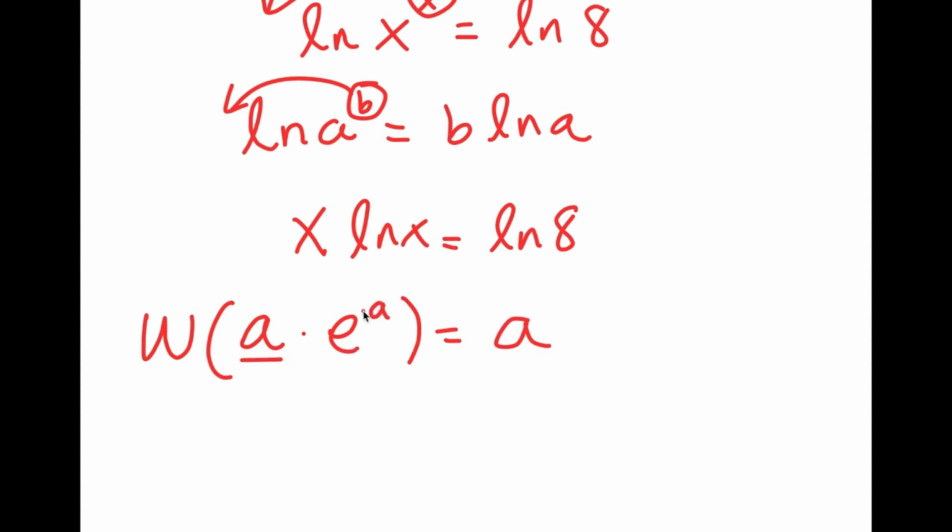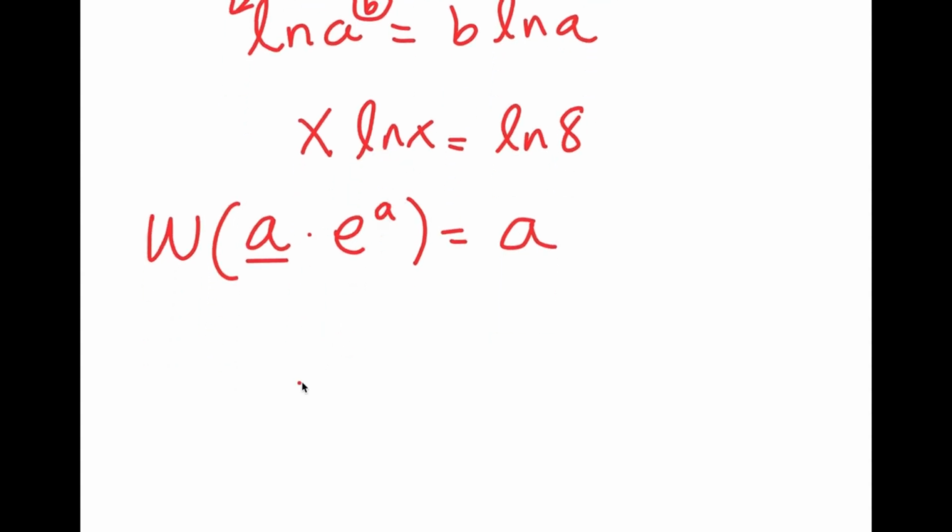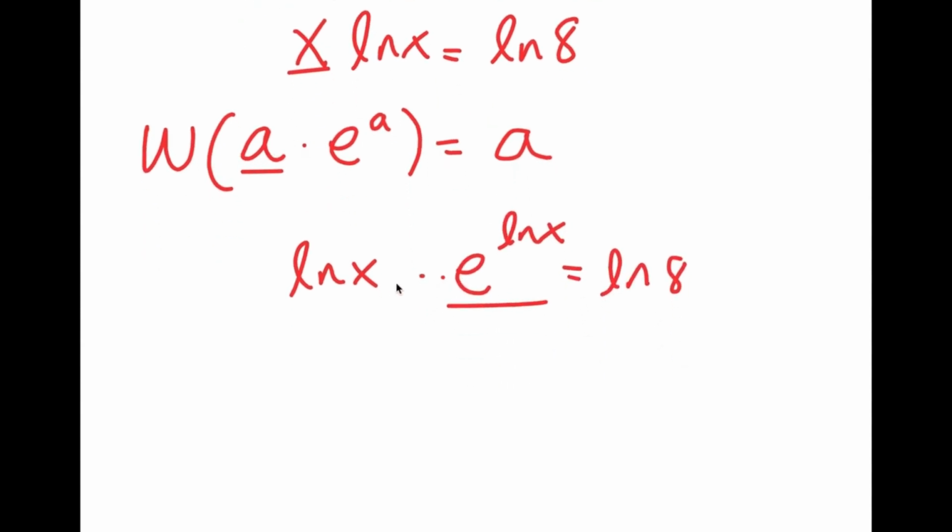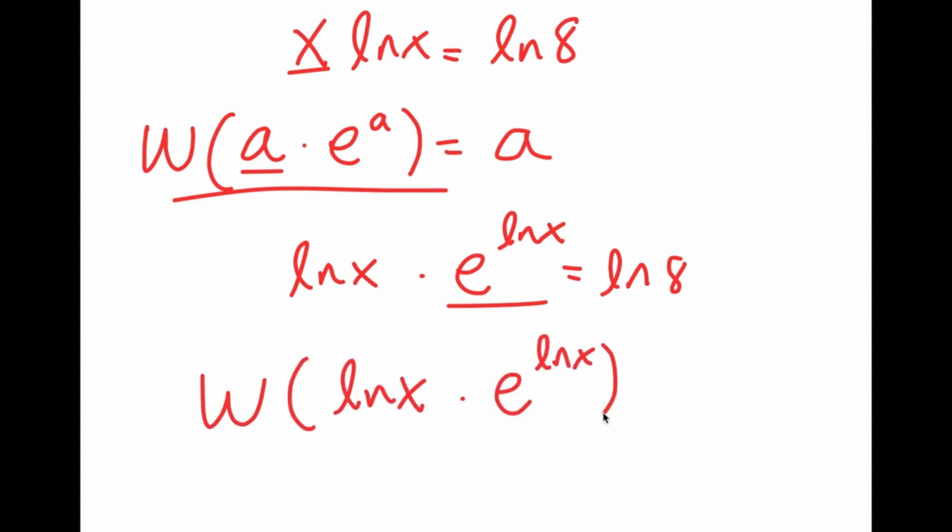So in this case, I'm going to rewrite this as ln x times e to the power of ln x is equal to ln 8, because x is the same thing as e to the power of ln x. So now I can use this formula. I'm going to take the W on both sides. So I have W of ln x times e to the power of ln x is equal to, what I have to do on one side, I have to do on the other side, so W of ln 8.